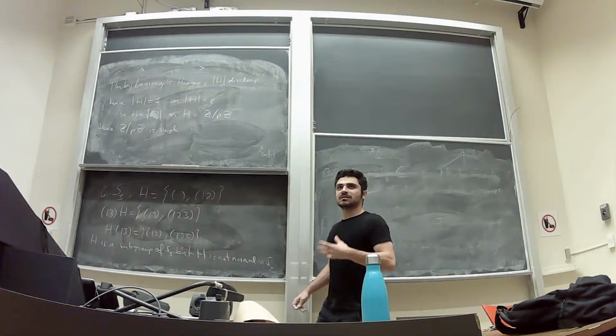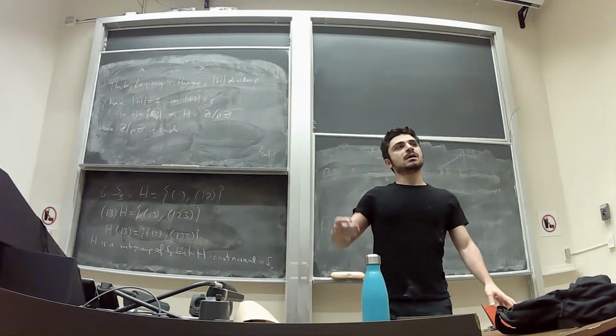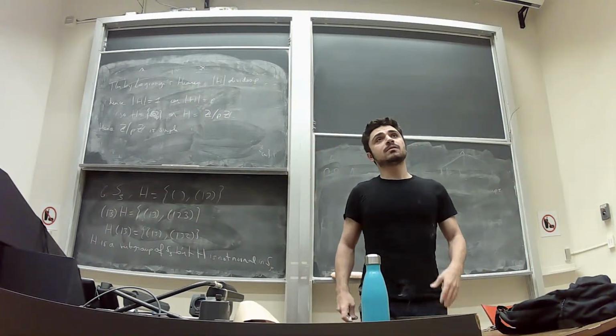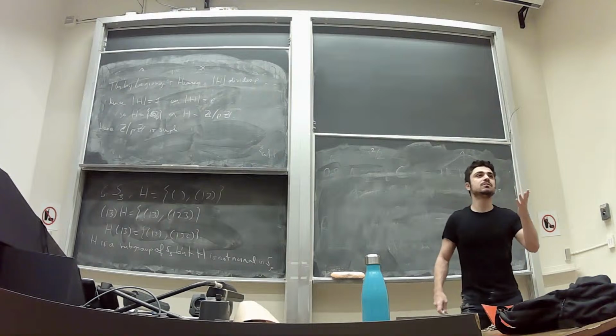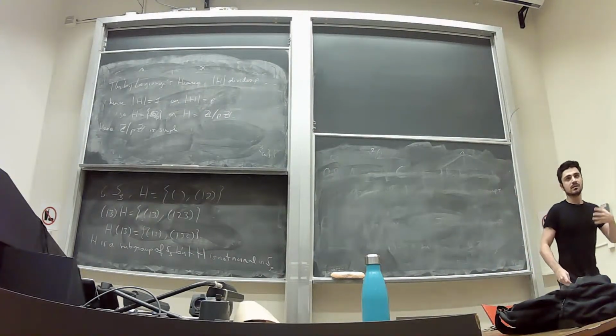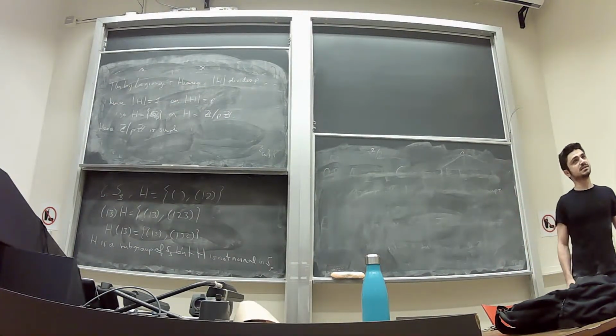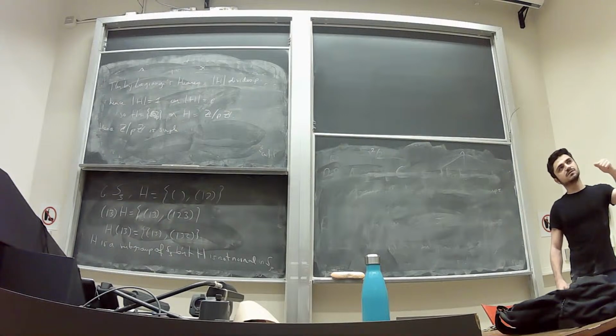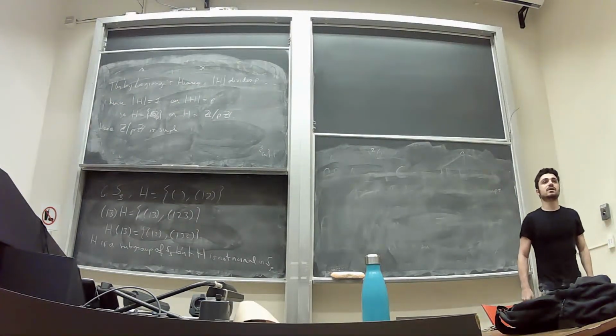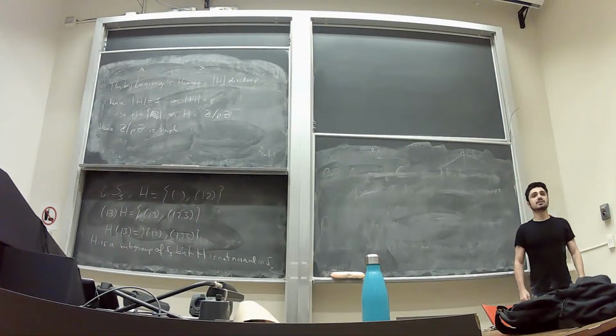So we have seen that if I take the group Z and I take the subgroup nZ, what is the quotient Z modulo nZ? This is the set of left cosets of nZ. This is the equivalence class of 0, of 1, of 2, of 3, up until the equivalence class of n minus 1. Isn't that right?